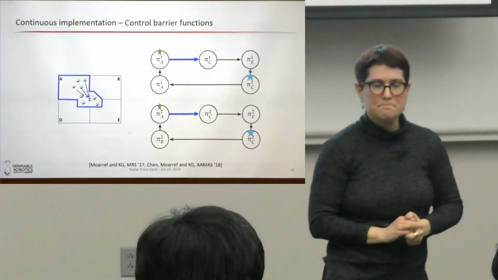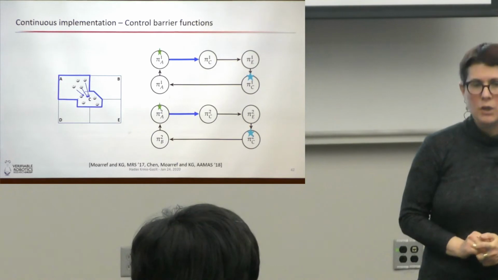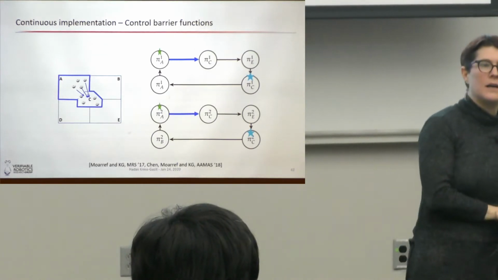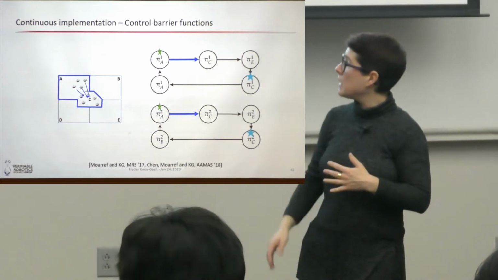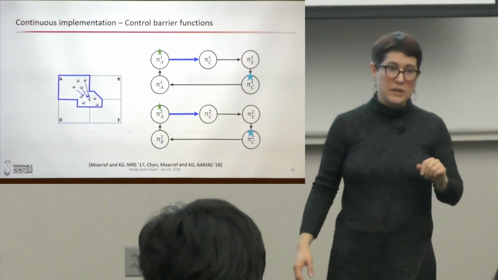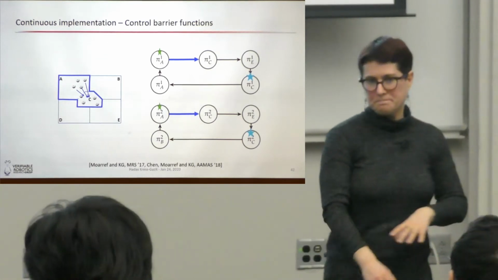Question? What happens if there's a perturbation and the robot is pushed to region B? Great. The question was if there's a perturbation and a robot gets pushed out to region B, typically it would fail. So that's true.